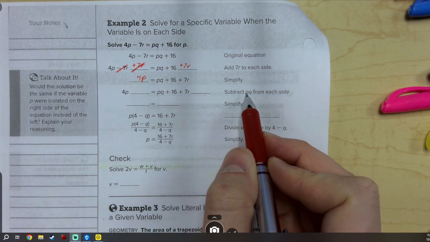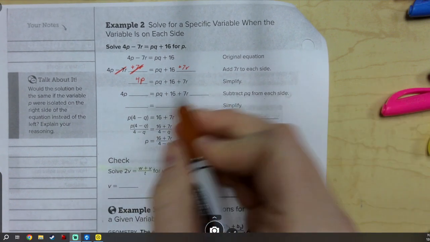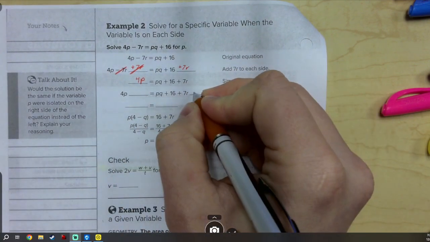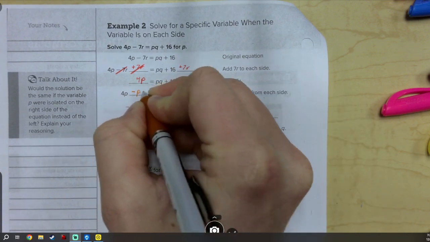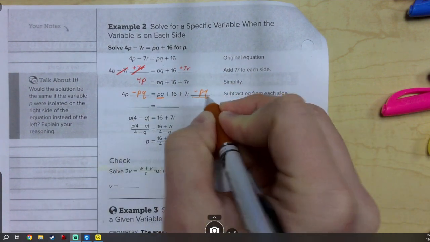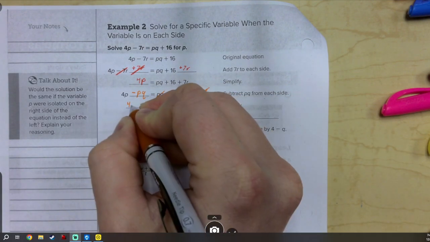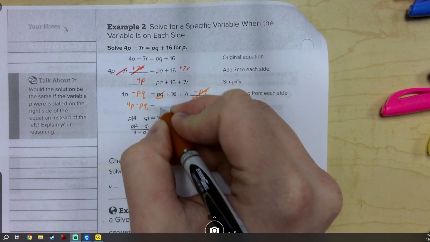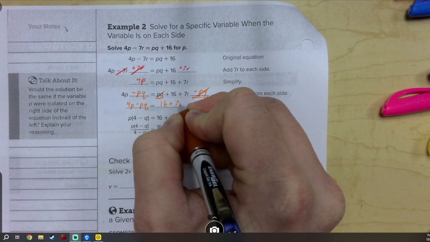From here, it has us subtract pq from both sides. Now, this p is attached to the q. What we are doing is we're moving everything that has this p term to the left. So we're going to minus pq, minus pq. Our like terms over here cancel. And now I have 4p minus pq equals 16 plus 7r.